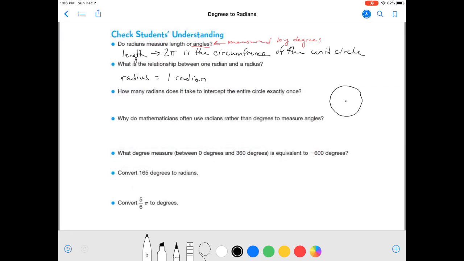Here's our circle, here's our center point, and that line indicates the radius of the circle. If we're intercepting the circle exactly once, we're going to draw from one end through the center to the other end. That is our diameter. The diameter is twice the radius, or 2r. So it takes 2 radians to intercept the entire circle once.